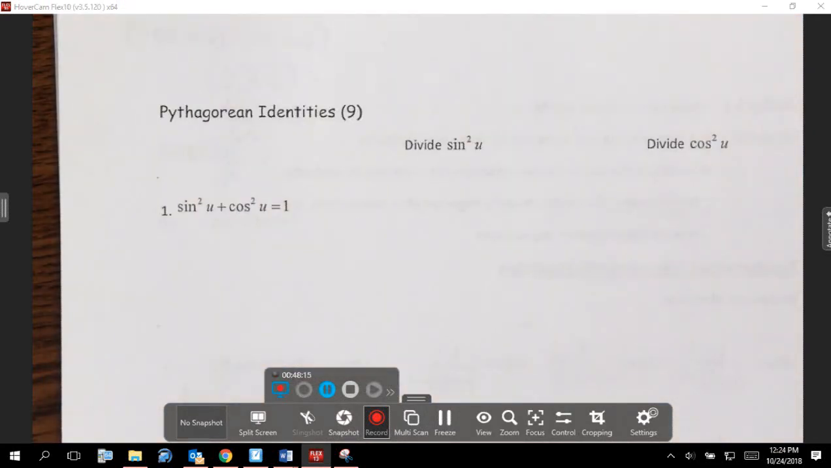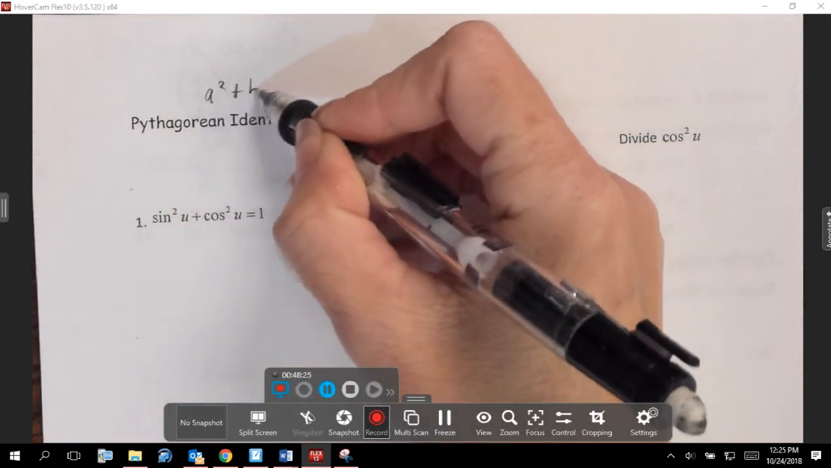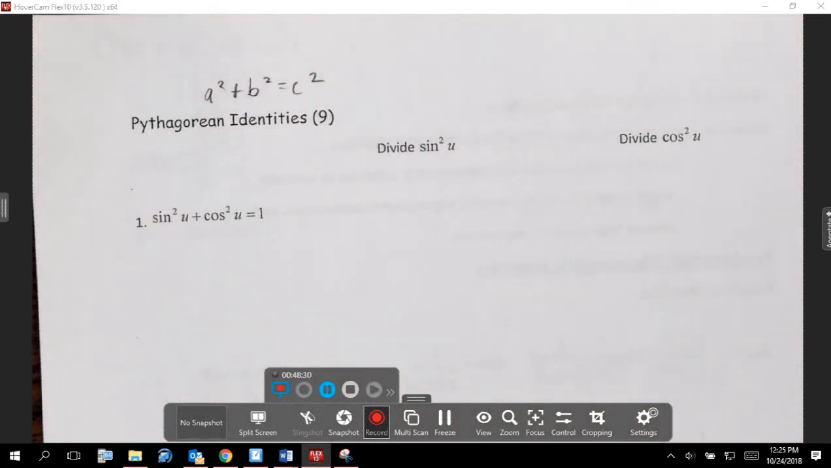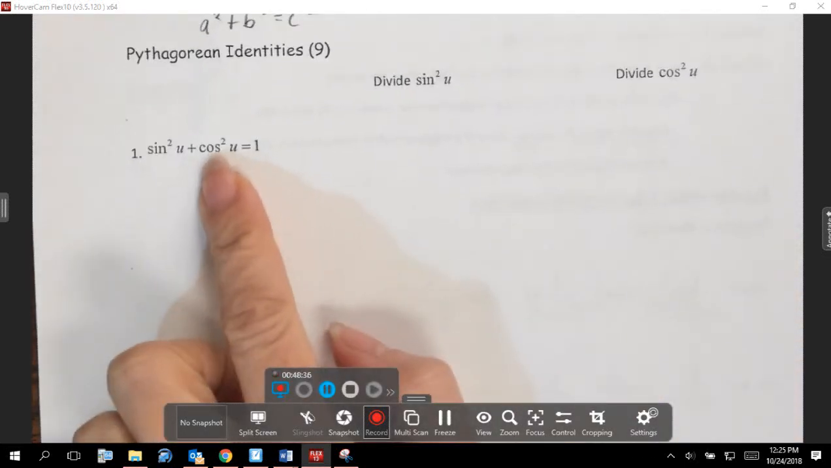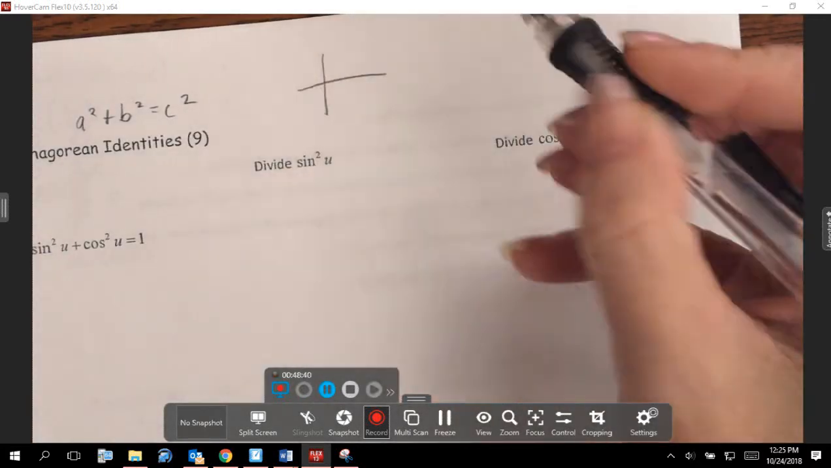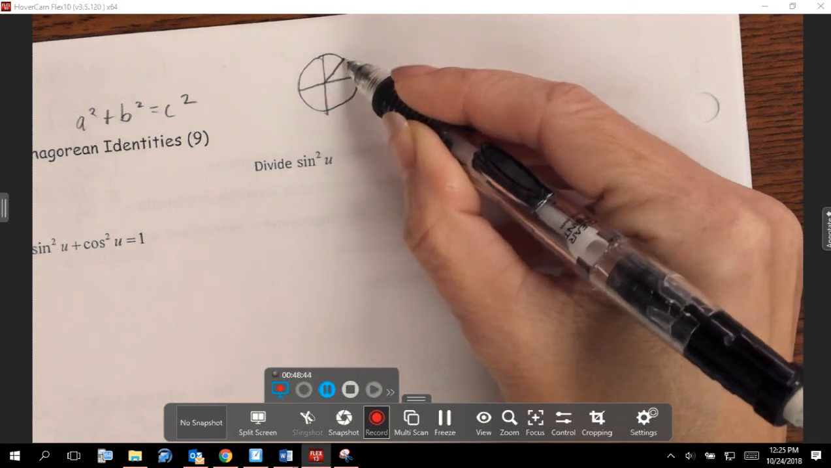So on the back of the front page, we have something called Pythagorean identities. And you have heard of the Pythagorean theorem before, yes? Maybe a few times? So you'll see that right here, this is set up from the triangle, any triangle in the unit circle, where the unit circle's radius is 1.